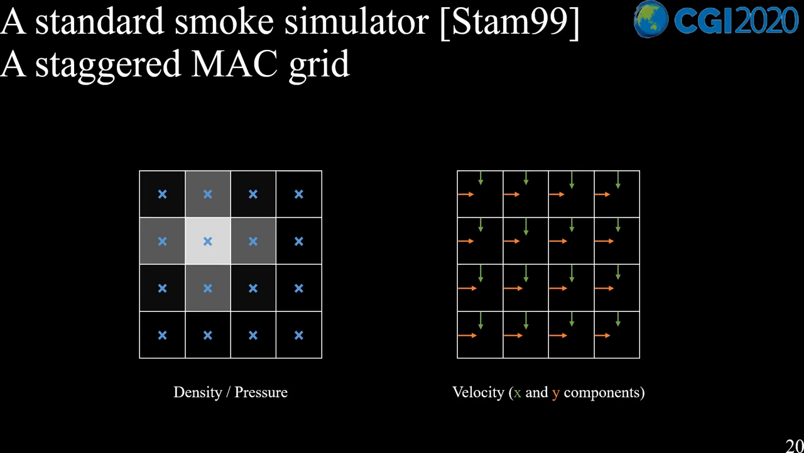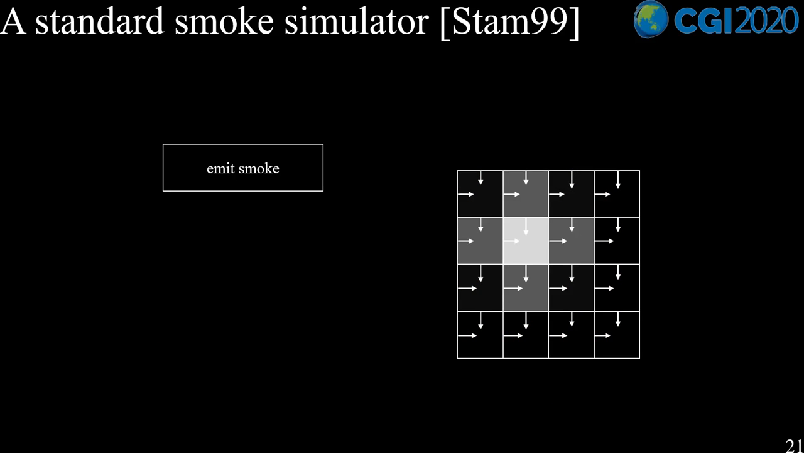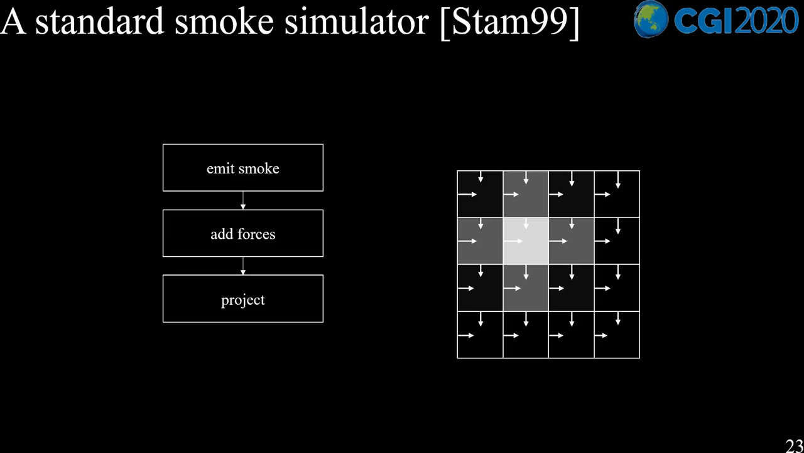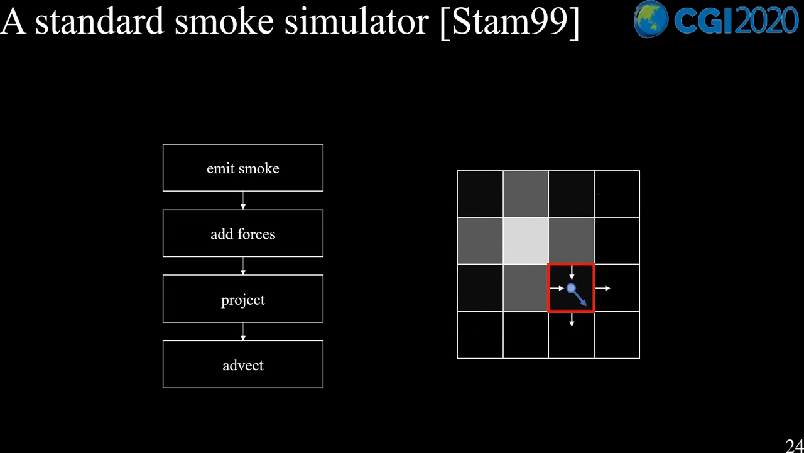Stam's method uses a MAC grid in which values for pressure and for density are stored at the center of each cell, and velocity components are stored at the borders. At the beginning of each simulation time step, smoke density is emitted in region covered by an active emitter. The velocity field is then modified according to the forces acting on the system. It is then projected in order to remove its divergence component. This projection step allows us to ensure conservation of mass in the scene. The density is then advected through our now divergence-free velocity field using semi-Lagrangian advection scheme.